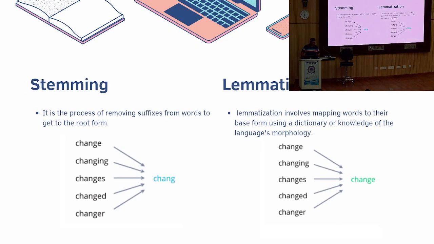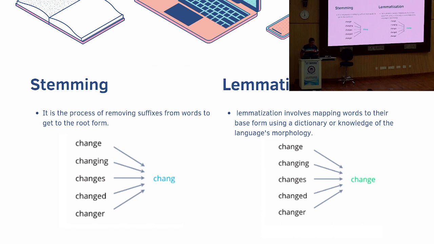Then another problem is that some words are present in different tenses. We want our model to understand both the words as the same thing in different tenses. For that problem we use stemming and lemmatization. Stemming is the process of removing suffixes from the words to get the root form, like change, changing, changes, changed, changer. From that we remove the suffixes e, ing, es, ed, er to get the root form chang.